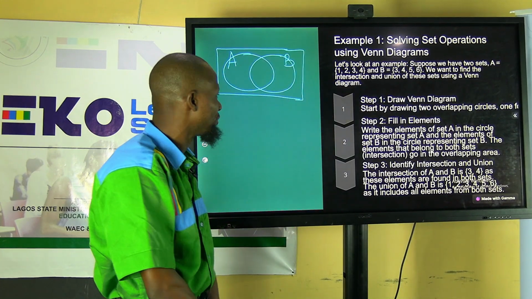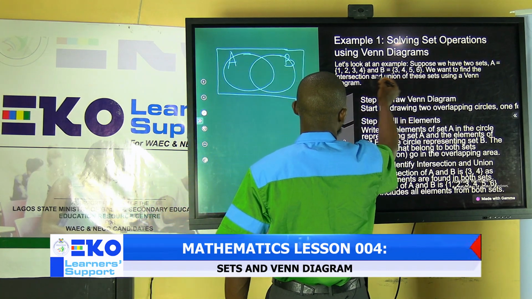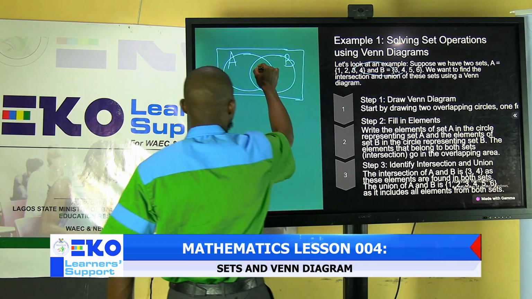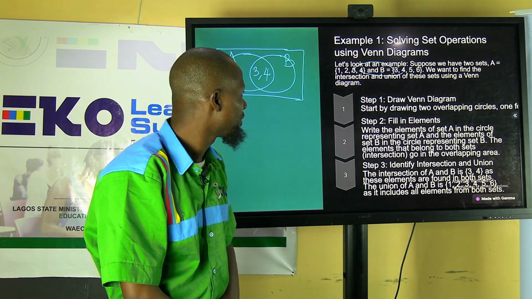The intersection. You fill the intersection. What's the intersection between A and B? What is common? 3 is common. 4 is common. So fill that first. 3, 4. That's great.